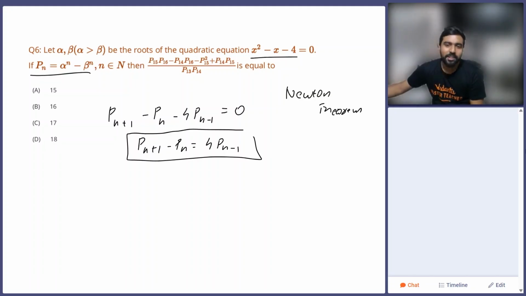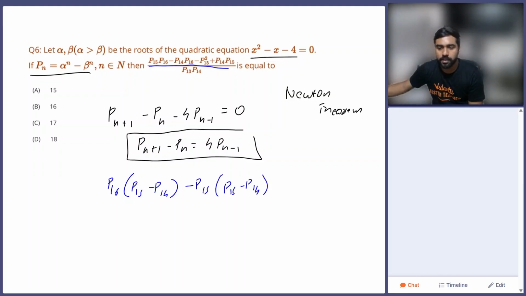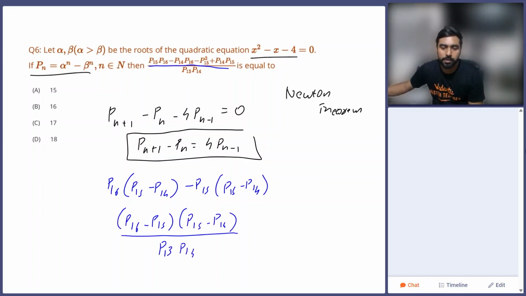Now, where are we going to use this? See that very soon. Now, in the numerator bit, which is P15, P16 minus P14, P16 minus P15 square plus P14 square, I can factorize this like taking P16 into P15 minus P14 minus P15 into P15 minus P14. So what will this give you? This will give you P16 minus P15 into P15 minus P14 into P15 minus P14 divided by P13 into P14.